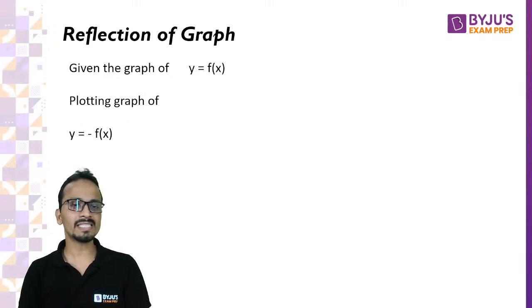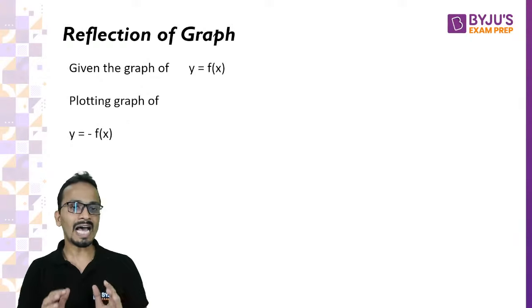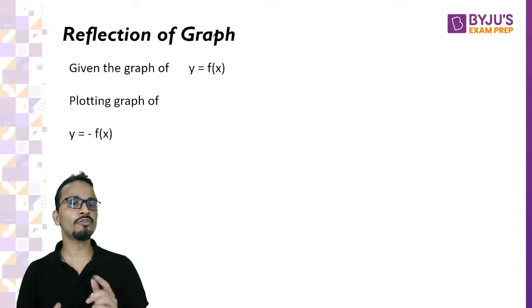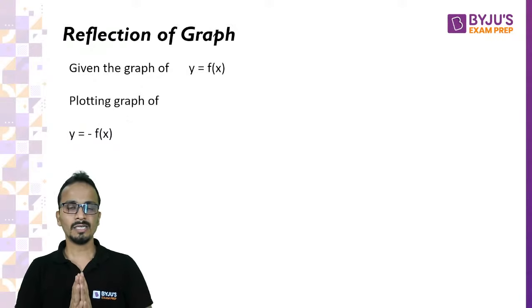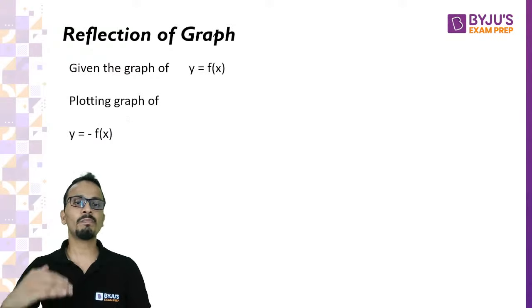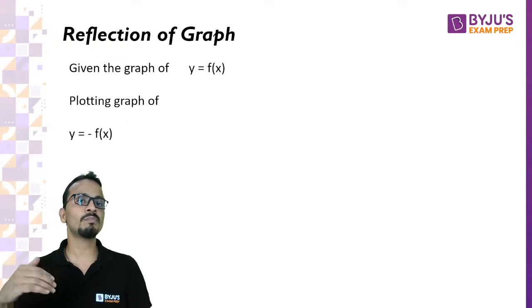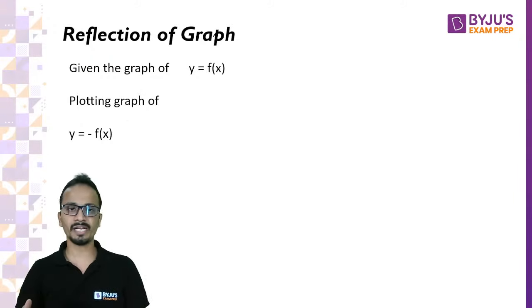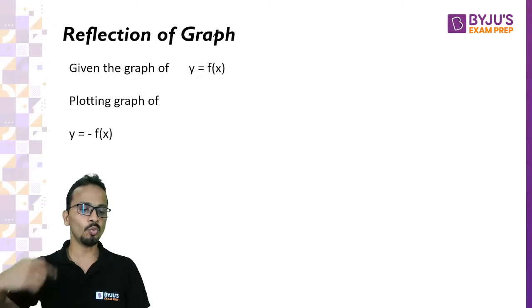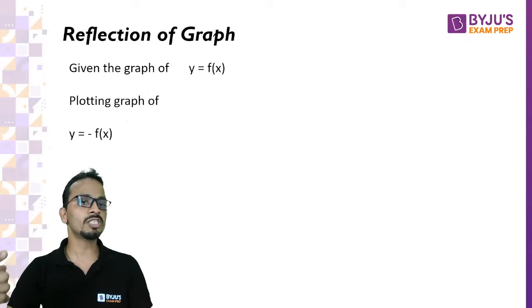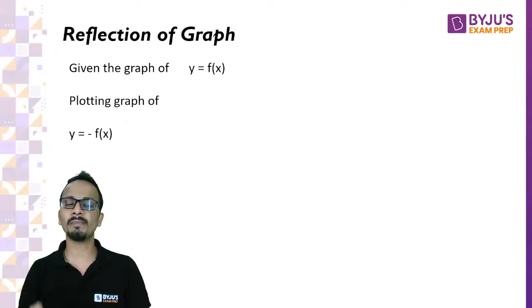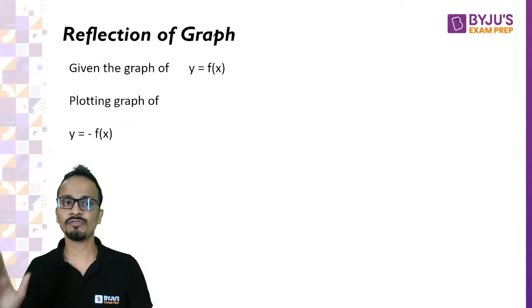Okay, so we can say that since we have applied a negative sign in front of the entire function, we will have a negative sign in front of every value of y. So the values of y which were positive earlier will now become negative, and the negative values of y will become positive. I repeat, the negative values of y will become positive and positive values of y will become negative for the same values of x.